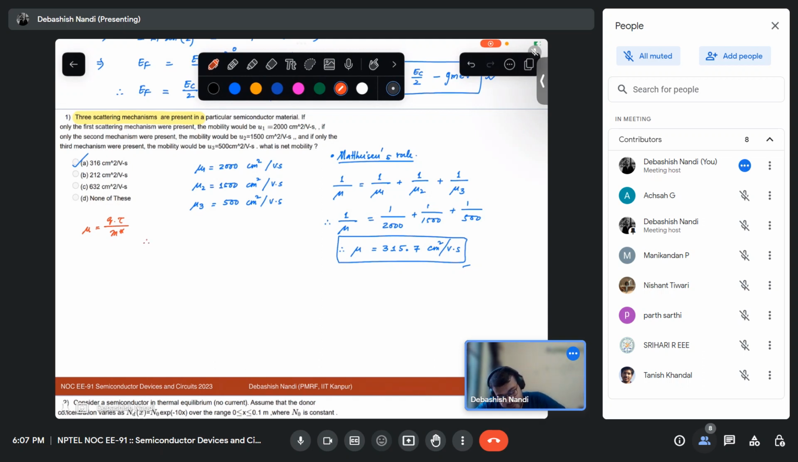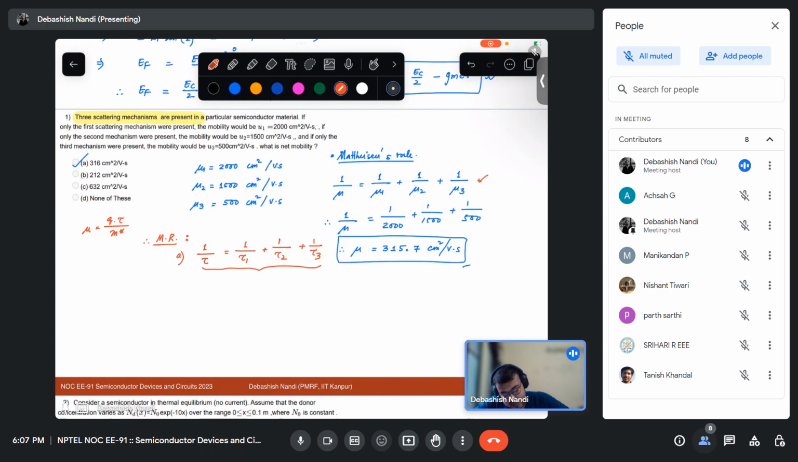So Matthiessen's rule, this is also Matthiessen's rule: 1 over tau is equal to 1 over tau 1 plus 1 over tau 2 plus 1 over tau 3. So if this is given, then you can also calculate the net free time between collisions. This is the main form, the actual form of Matthiessen's rule. These all are derived forms.